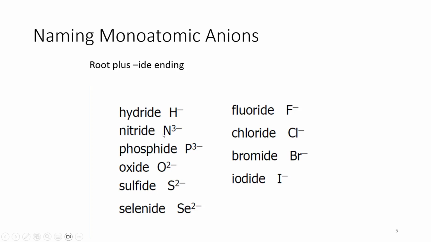N is for nitrogen. So we drop the ending, we keep the nitr, and then put the IDE ending. P is for phosphorus. So we're going to drop the ending, keep phosph, and add the IDE ending. O, oxide. S for sulfur becomes sulfide. Se for selenium becomes selenide. F for fluorine becomes fluoride. Cl for chlorine becomes chloride. Br for bromine becomes bromide. And I for iodine becomes iodide.